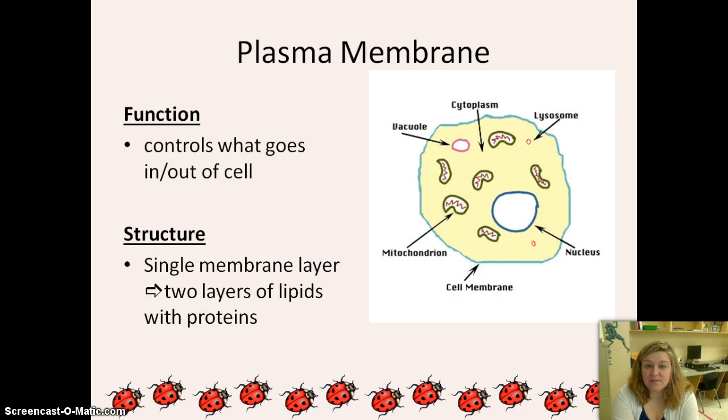Plasma membrane, we've talked about a lot already. It controls what goes in and out of the cell. Remember, it's selectively permeable or semi-permeable. It's a single membrane layer. Plasma membrane is found in all three types of cells: bacteria, plants, and animals.